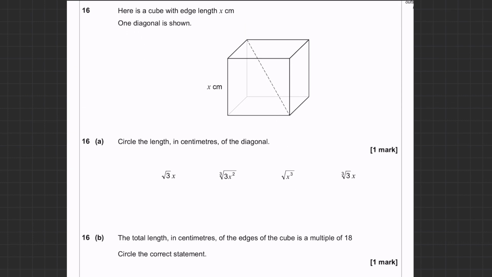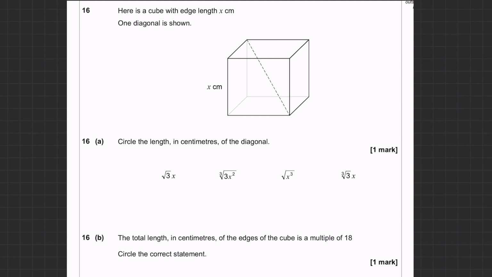Question 16 now. It says here is a cube with edge length x centimetres and one diagonal is shown. Circle the length in centimetres of the diagonal. Now, I don't really like this question for 1 mark because I think it's a little bit mean. If you're not sure how to do it, you have to sort of figure it out algebraically. I'm going to show you how this works exactly, and then you'll know why the answer is.